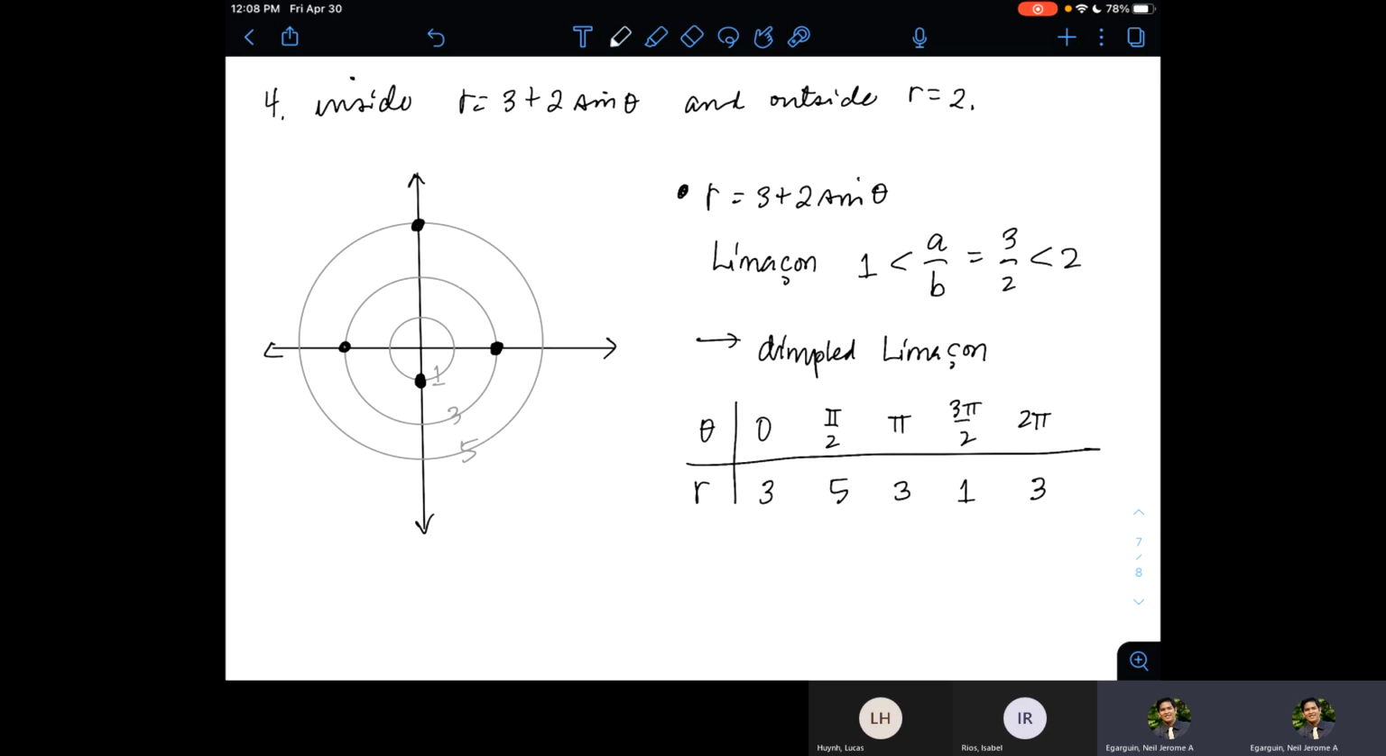Now let's sketch the graph of the dimpled limaçon. We start at theta equals 0. We increase theta, so we'll be here at pi over 2, and then we continue moving. We'll be somewhere here, and then here's the dimple. And there we go.